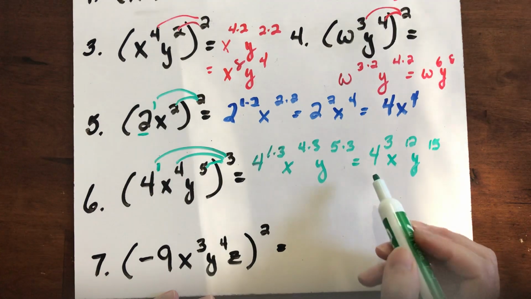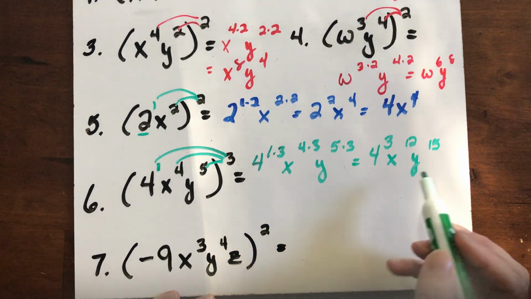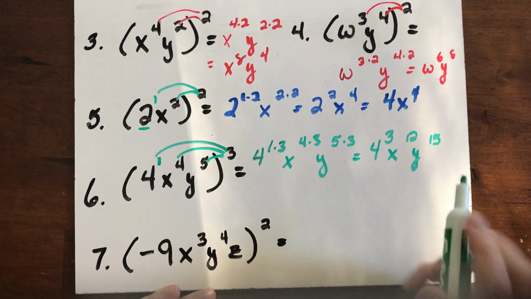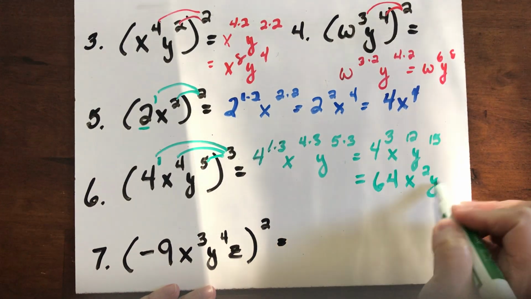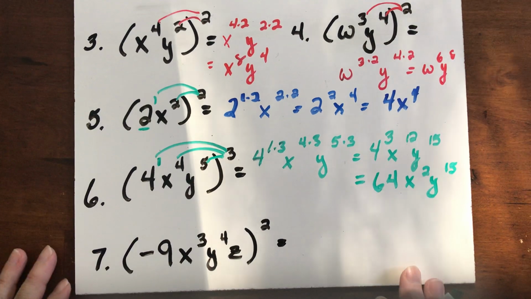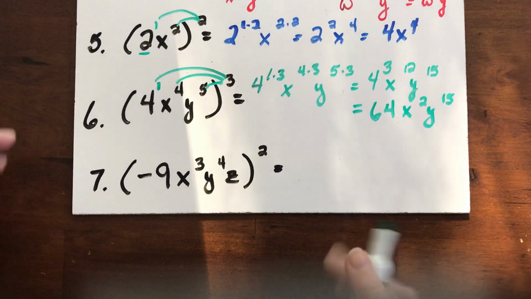All right, now what's 4 to the 3rd equal? 4 times 4 is, good, 16, and 16 times 4 is 64. So this final answer would be 64, x to the 2nd, y to the 15th. Okay, now let's do one last one.